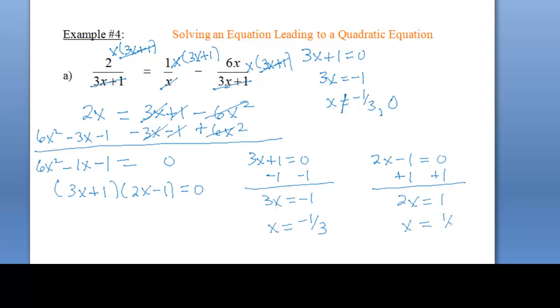x equals 1/2. Now, in comparing these answers to our excluded values, you'll notice that x equals negative 1/3 is an excluded value. This is a solution that would not be included. It's an extraneous solution. So our solution will be x equals 1/2.